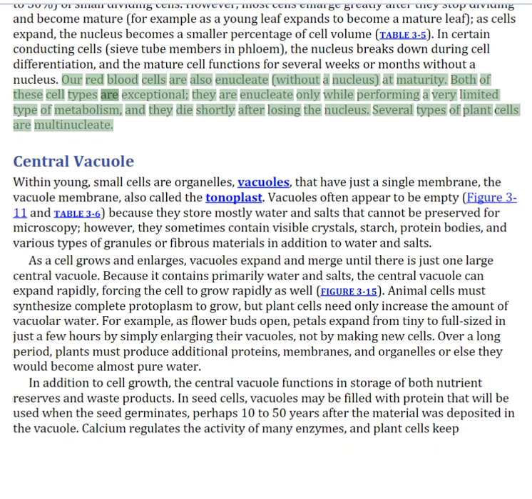Both of these cell types are exceptional. They are enucleate only while performing a very limited type of metabolism, and they die shortly after losing the nucleus. Several types of plant cells are multinucleate.